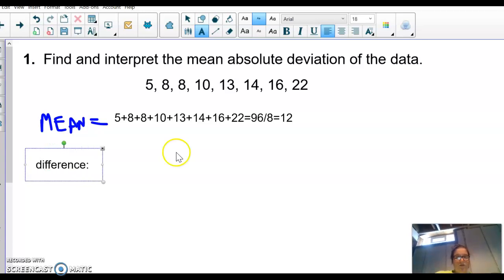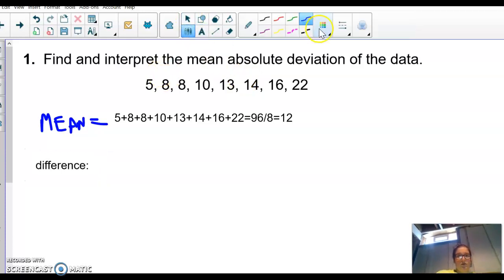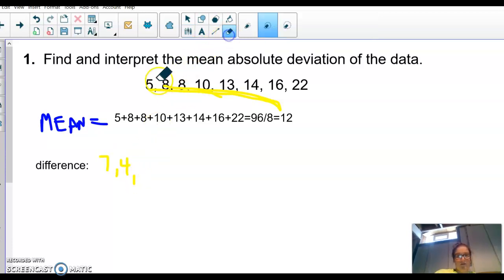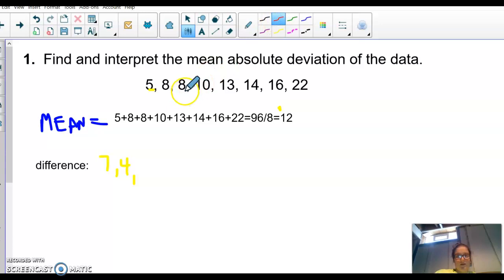Okay, so your differences between 5 and 12. What's the difference between 5 and 12? That's going to be 7. How far is 8 from 12? That's 4. How far is 8 from 12? That's another 4. How far is 10 from 12? What's the difference between 10 and 12?